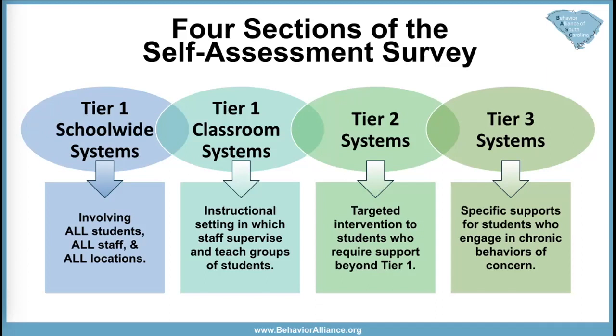The second is Tier 1 classroom systems. These are instructional settings in which staff supervise and teach groups of students. Then we have our Tier 2 systems, targeted intervention to students who require this support beyond Tier 1. And finally, Tier 3 systems, specific supports for students who engage in chronic behaviors of concern.